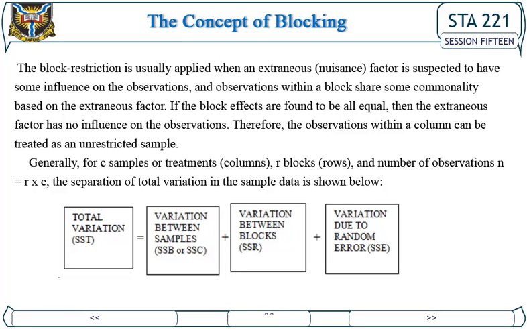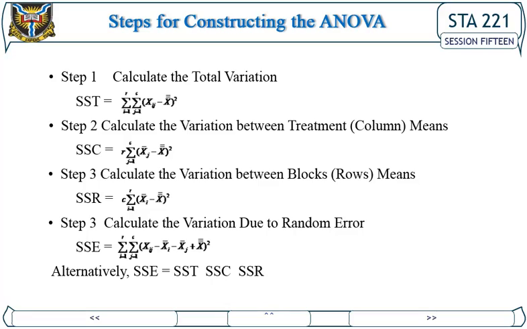Generally, for C samples or treatments (columns), R blocks (rows), and number of observations N equal to R by C. The separation of total variation in the sample data is shown below. Total variation SST is equal to variation between samples SSB or SSC plus variation between blocks SSR plus variation due to random error SSE.